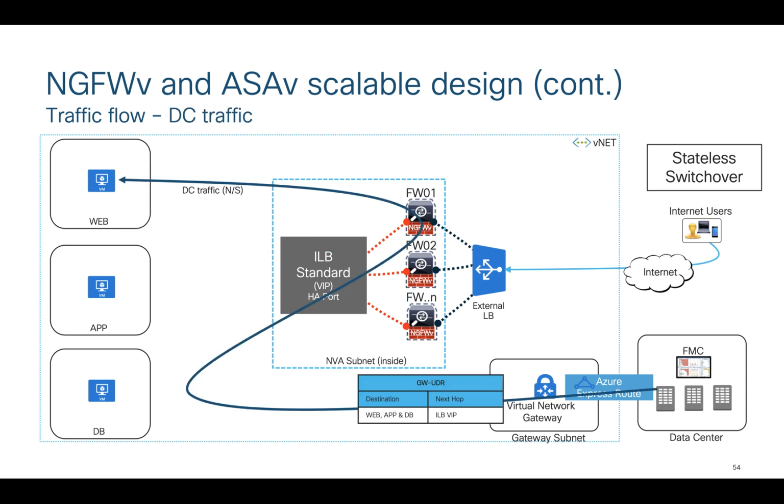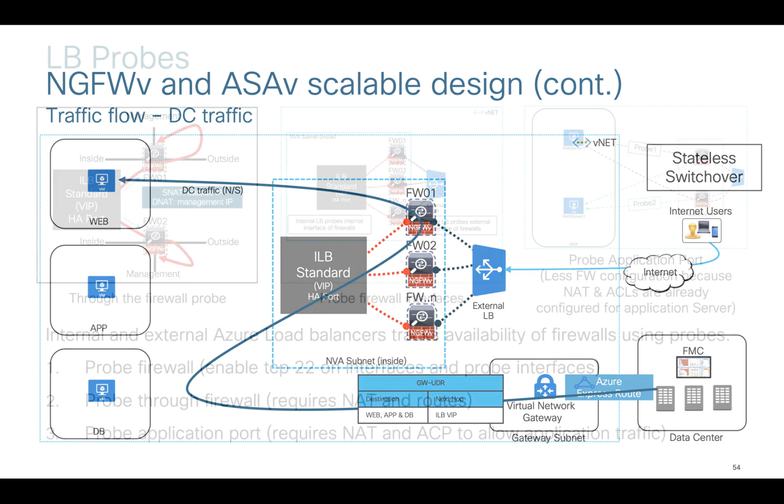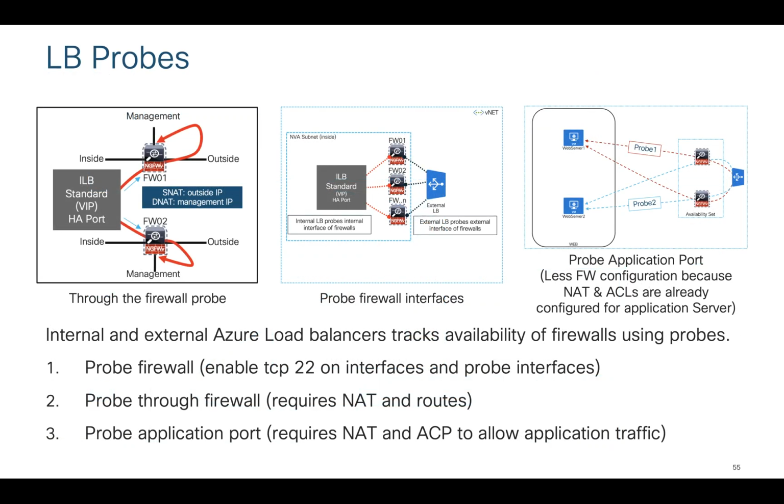If you're coming from the data center to your cloud environment, you can add routes in your gateway subnet. You can attach a UDR there. You can add a route, point it to the virtual IP address, and in the same way it is going to be inspected by the firewall. For probes, it's really important to understand there are different probes available.